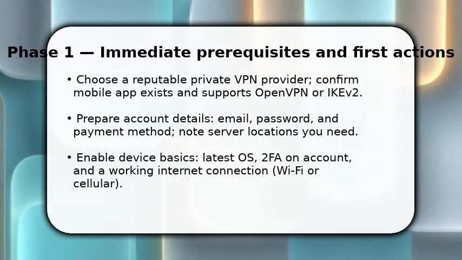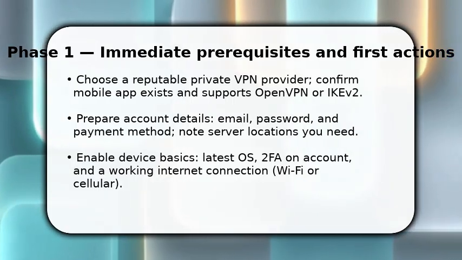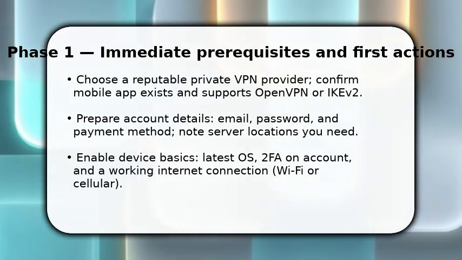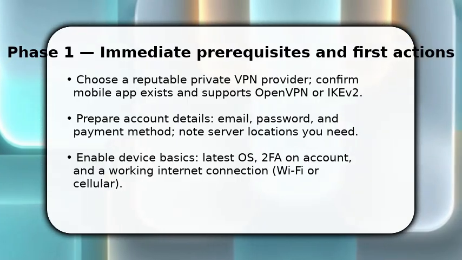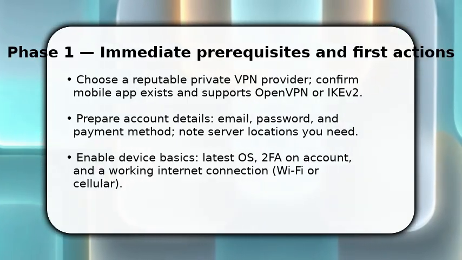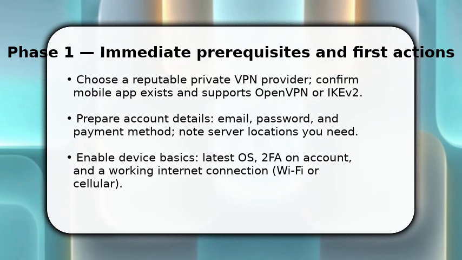Make sure your mobile OS is up to date. Outdated builds can break VPN tunnels. Finally, pick a nearby server for better latency, or a specific country if you need a location-based IP.